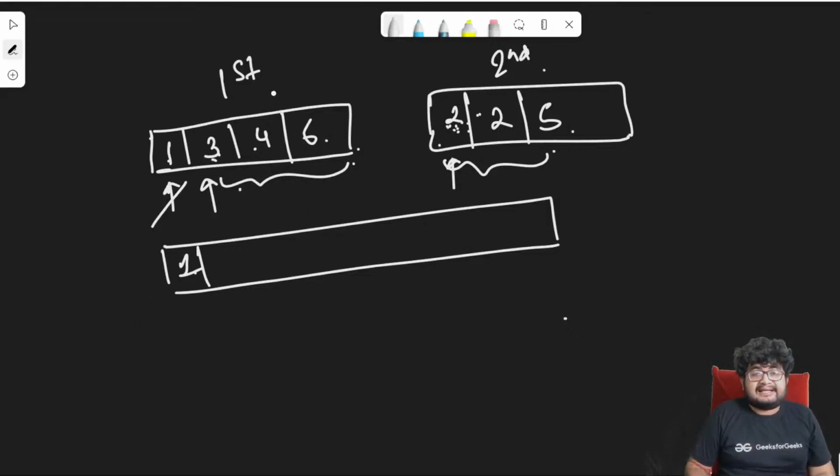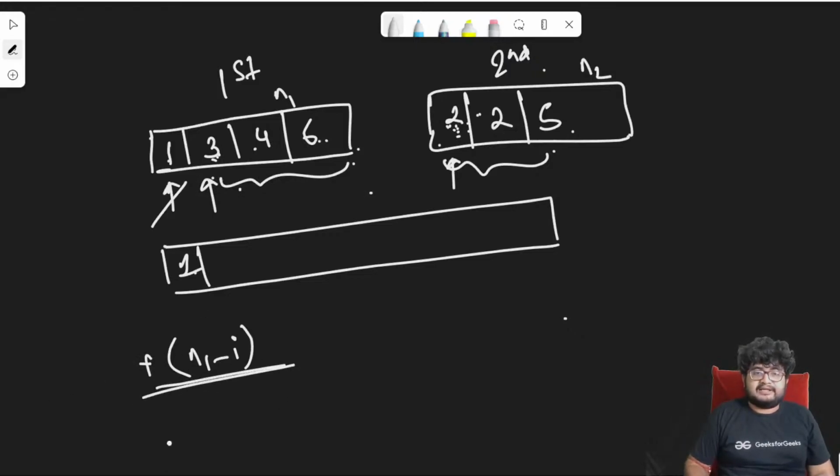The total array size, let's call it n1 and let's call this n2. We'll do inversion count n1 minus I. N1 minus I will be these many elements, because N1 is the total size, and index I is where we are at. So 2 is less than these many elements. So we will add this much to our answer. So answer plus equals N1 minus I.